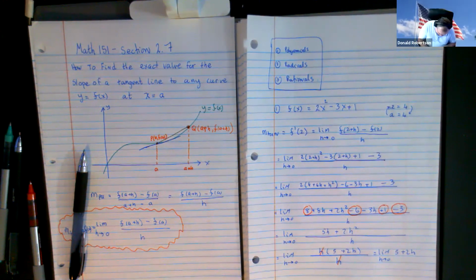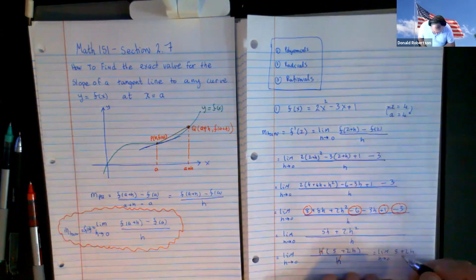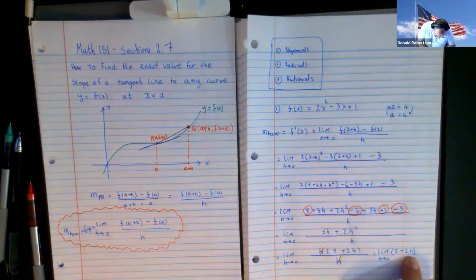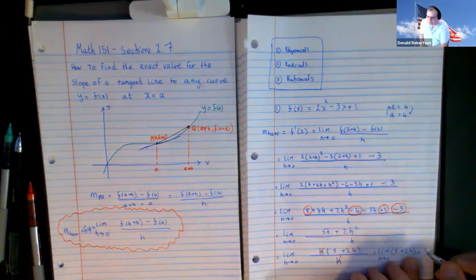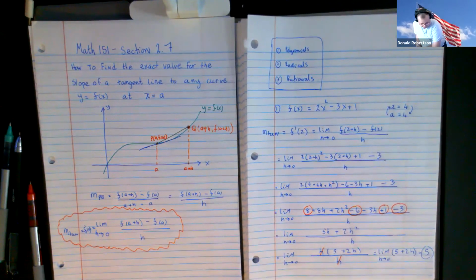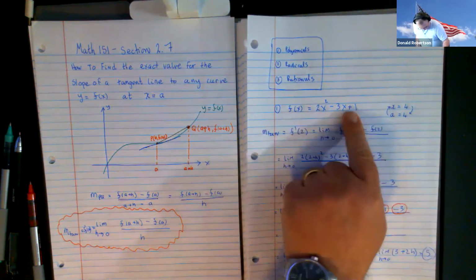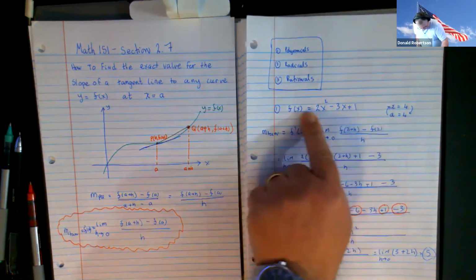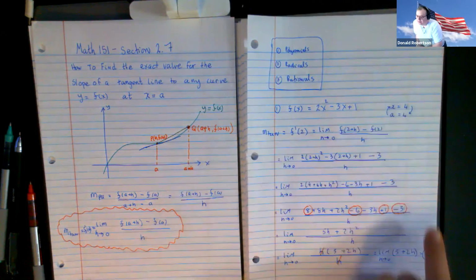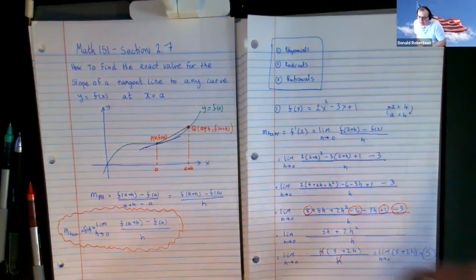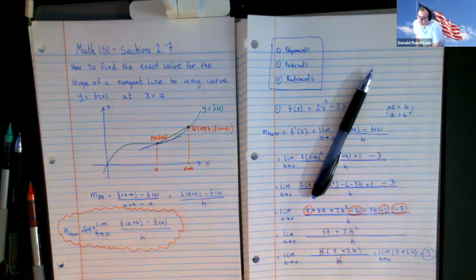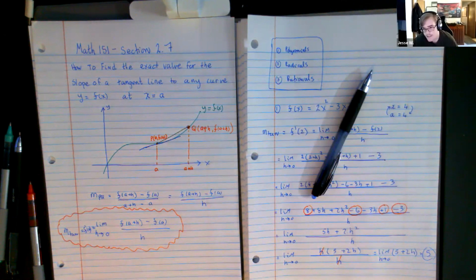Now, at this point here, can't we just plug in h equals 0 and get the answer 5? So the exact value for the slope of the tangent line to this quadratic at x equals 4 is 5. So you imagine the tangent line might be like that. So when we did, so it's x equals 4.